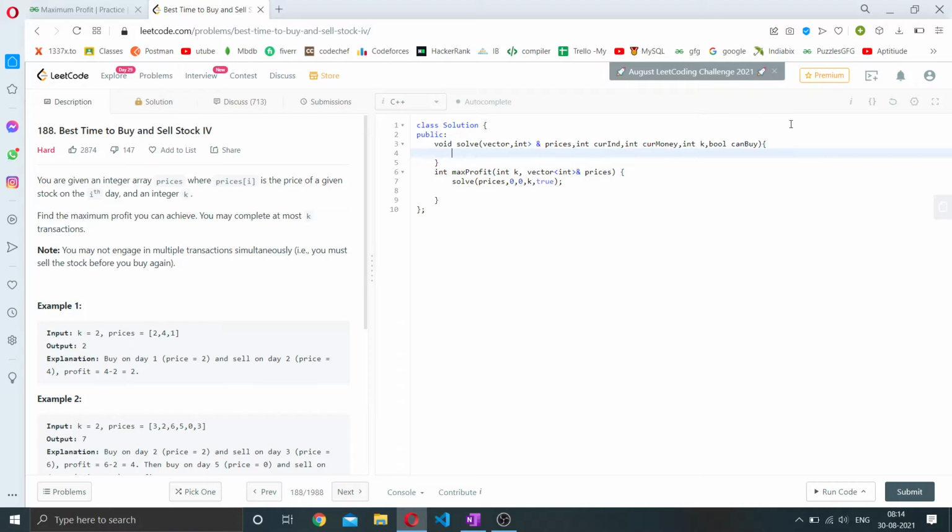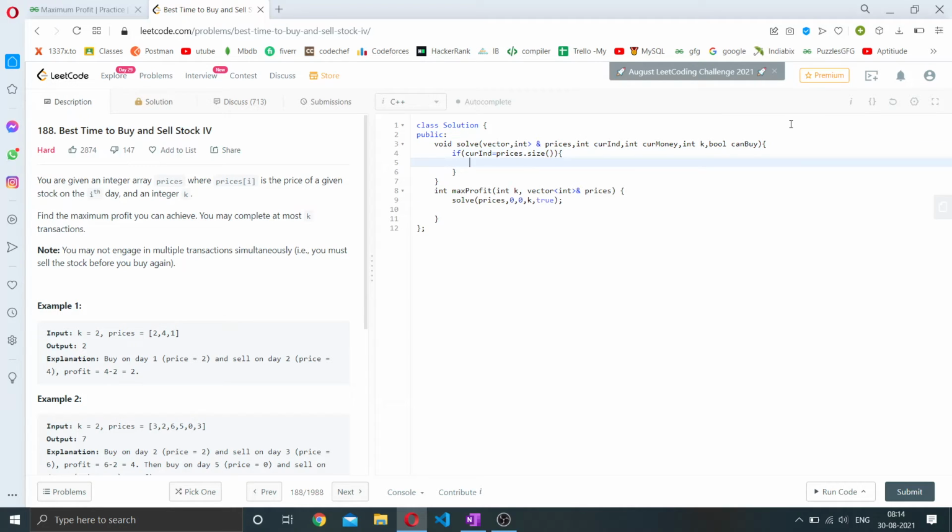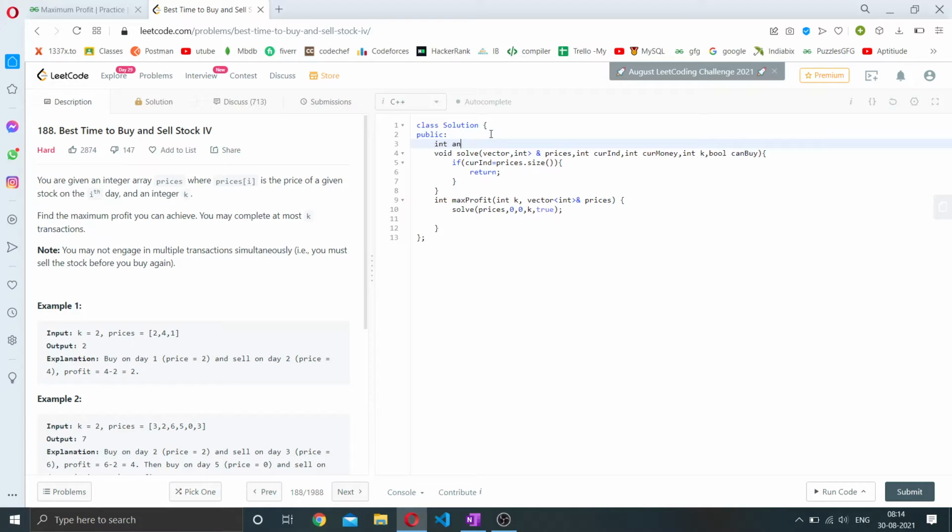So the base condition for our recursive solve function will look like this. If our current index becomes prices.size, that means we are at the last index, so we can't do anything, and we just return from here. And for the maximum profit, we keep an answer variable for the profit we can make. Let's name it profit. So our profit will be the maximum of profit and current money.